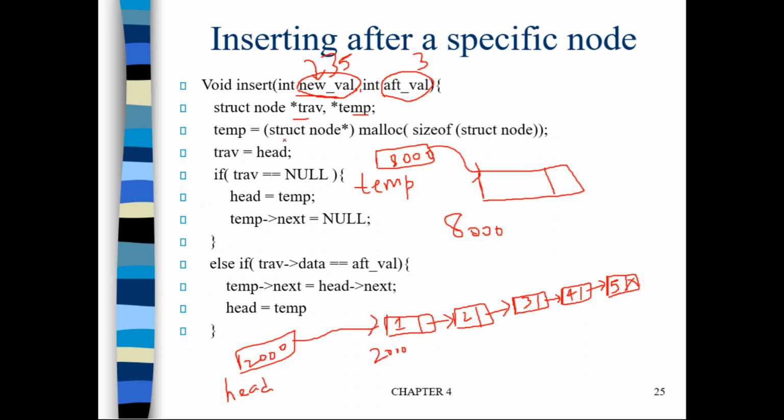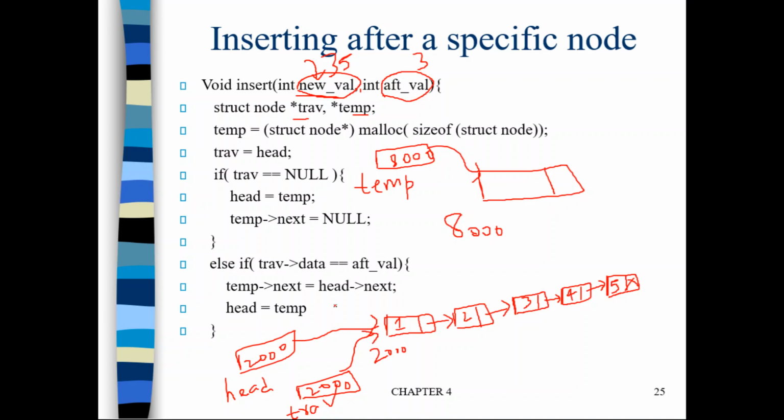Now what do we do? After creating the new node, and temp is now pointing to the new node, traverse is equal to head. That is, traverse will also point where head points. Traverse is another pointer. So traverse equal to head means what? Head is 2000, so 2000 is assigned to traverse, which is nothing but an address. It means traverse is also pointing to the first node.